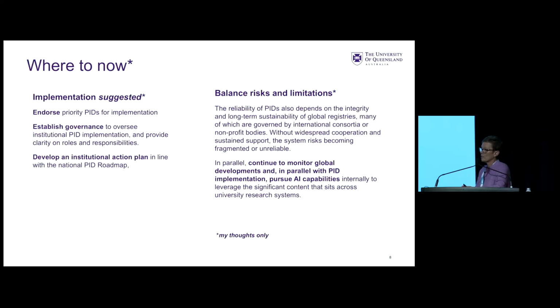So where to from now? We have, as an institution, considered PID implementation. There's lots of talk about it being really important. So what's actually required in order to do this well? These are my thoughts entirely. We need to make sure that we've got endorsement at that strategic level for the priority PIDs. We need to establish governance, so that we don't just say it, but build in some kind of strategic and senior oversight of that, and then we can develop an action plan.